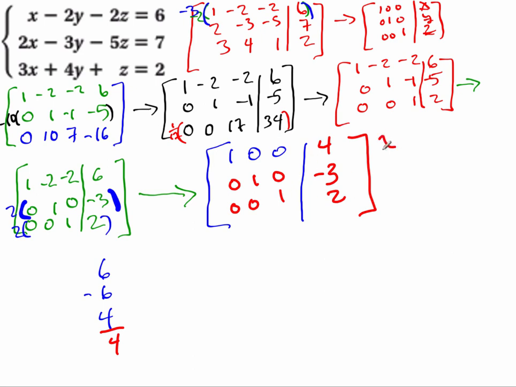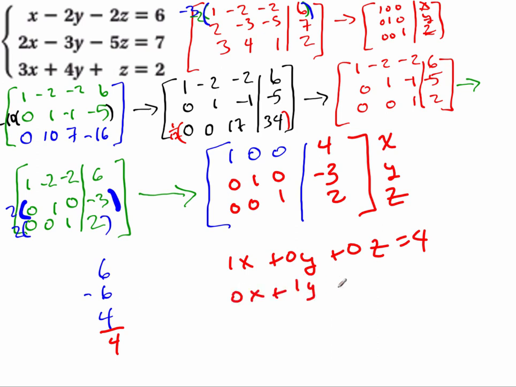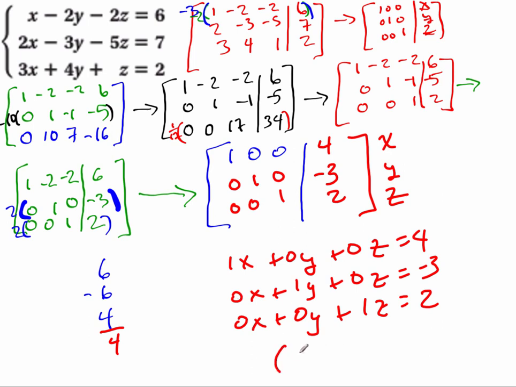So now this is my x, y, and z answer, because 1 times x plus 0 times y plus 0 times z is equal to 4. 0x plus 1 times y plus 0z is equal to negative 3. 0x plus 0y plus 1z is equal to 2. Now you don't have to do this. I'm just showing it to you. So your answer is 4, negative 3, 2.